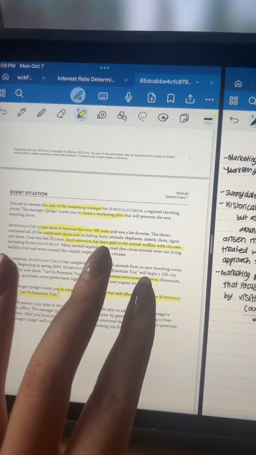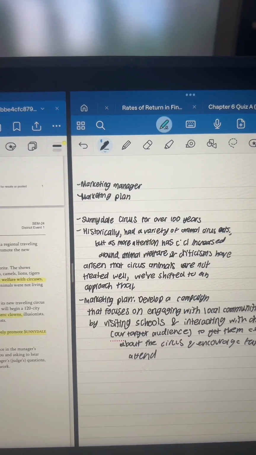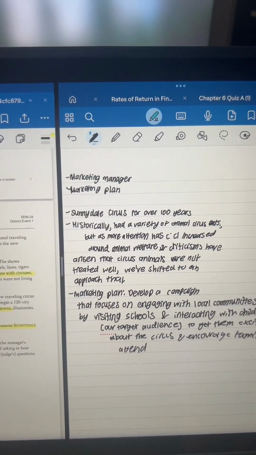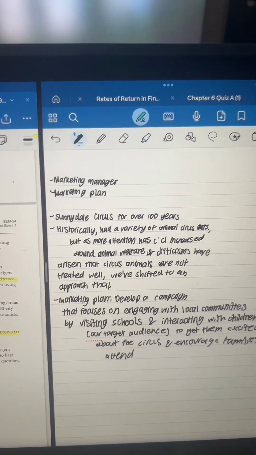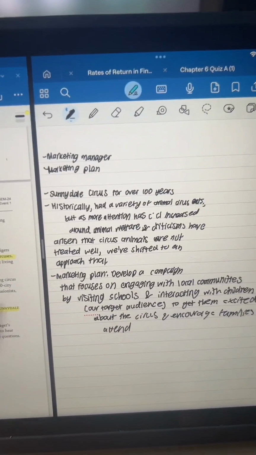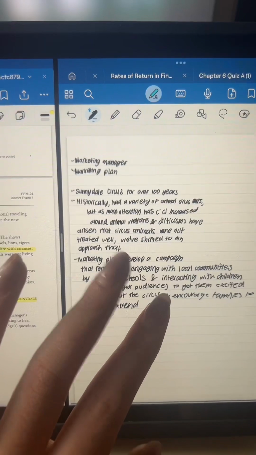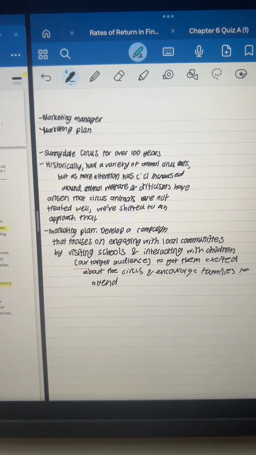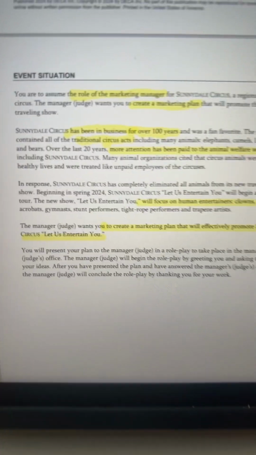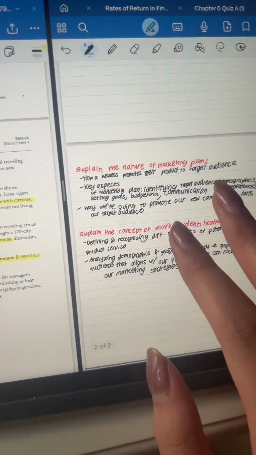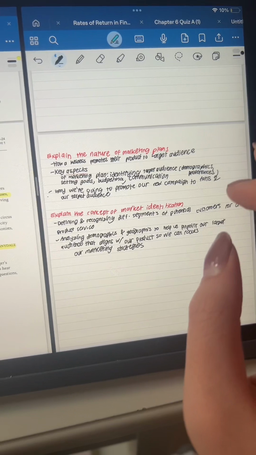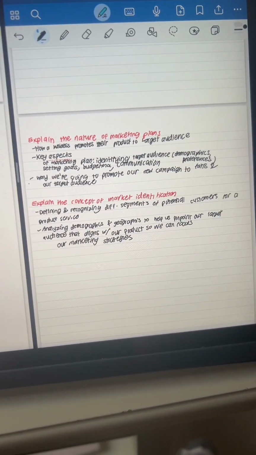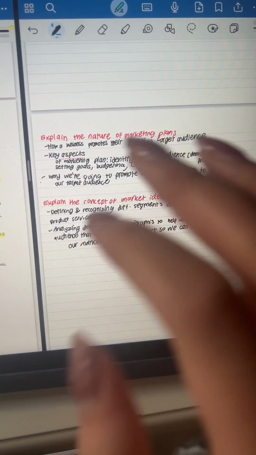So while I'm reading my role play, I always like taking notes. I just wrote down marketing manager, that's my role, marketing plan, that's my task. I wrote down some background information that maybe I'm going to want to say in my introduction to the judge. And then I wrote down a pretty basic, simple explanation of what my marketing plan is going to be. Then what I like to do is go through my 5 performance indicators, write down a little generalized statement or answer to each question, and then write down how it relates to the specific event situation.